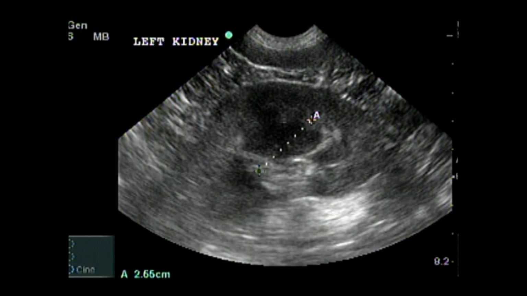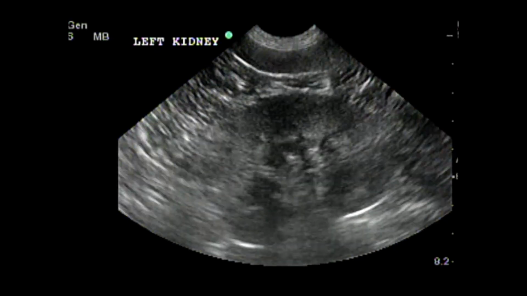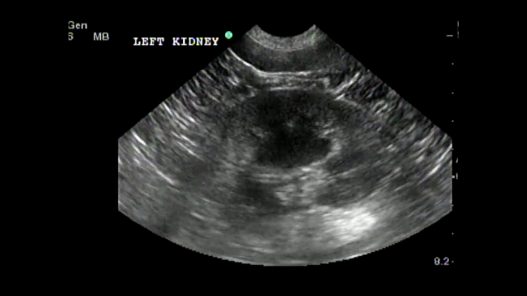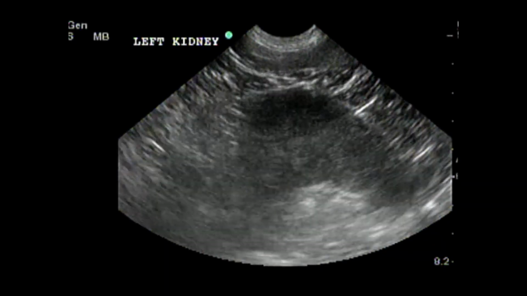When instructed to withhold food for 12 hours before an abdominal ultrasound exam, some owners withhold food and water. This can cause generalized dehydration and affects ultrasound image quality for the entire abdomen.